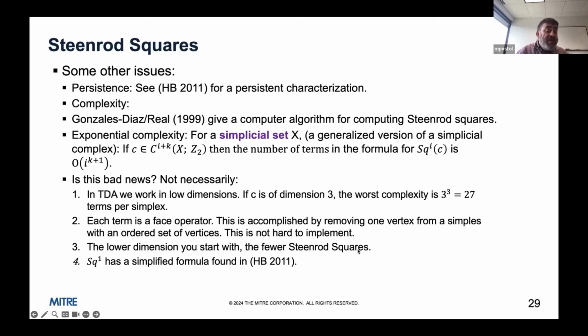And the lower the dimension you start with, the fewer Steenrod squares. Now this would look a little funny if i is equal to 1, but in the HB thesis, there's actually a simplified formula for it.